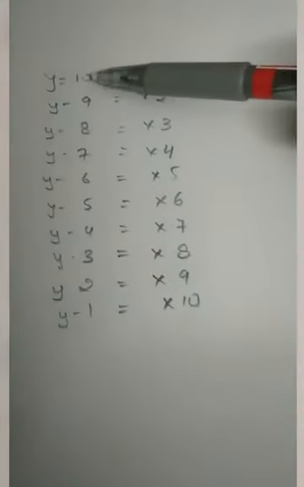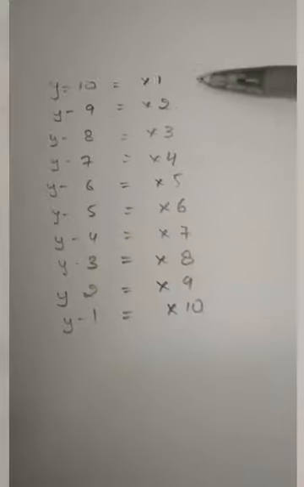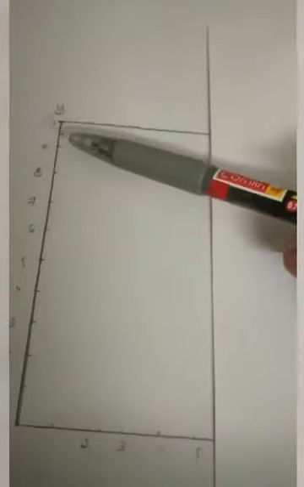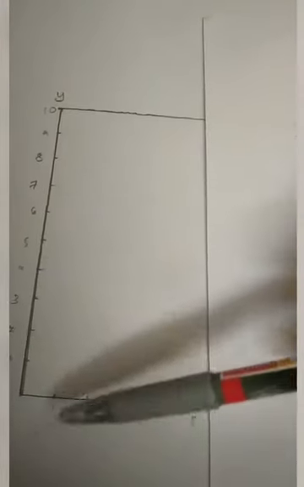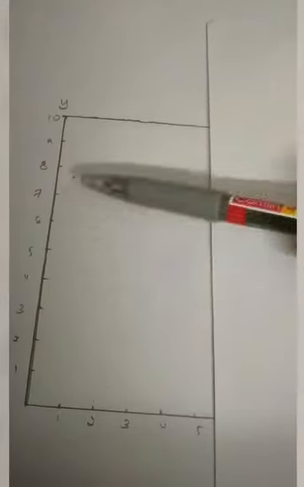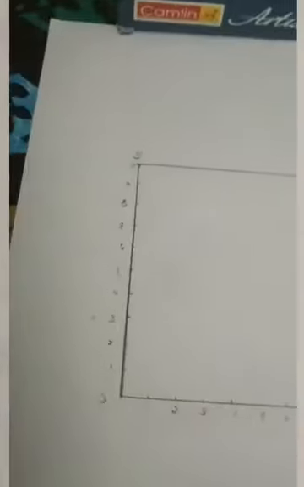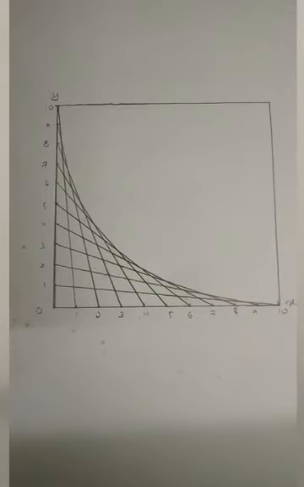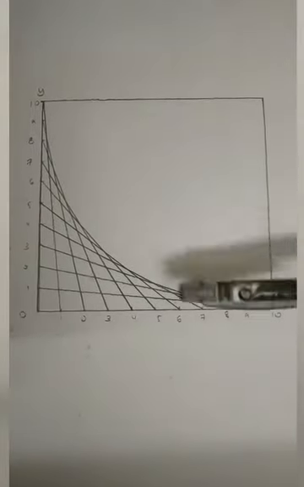So here the number is decreasing, here the number is increasing. Like this you have to join the lines. Like 10 you have to join with 1, 9 you have to join with 2. With the help of the scale you have to join the lines. Let's join it. See children, it will become like this.